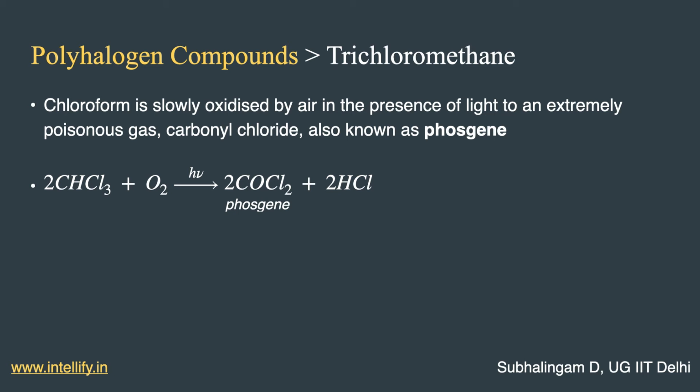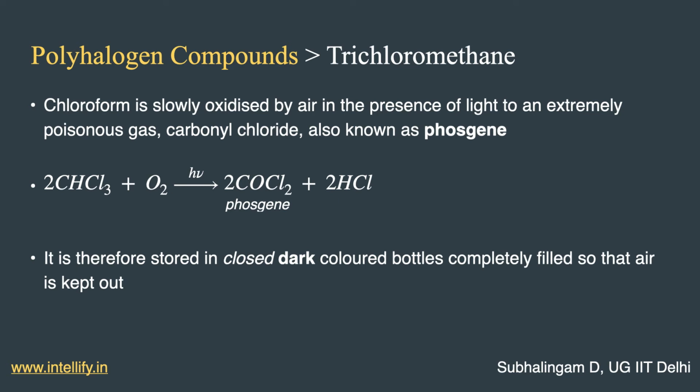So let's look at the reaction. 2 moles of chloroform when oxidized, that is plus O2, in the presence of light (hν), gives 2 moles of phosgene and 2 moles of HCl. Because of this oxidation nature of phosgene in presence of light, the chloroform is usually stored in closed dark colored bottles completely filled so that the air is kept out.